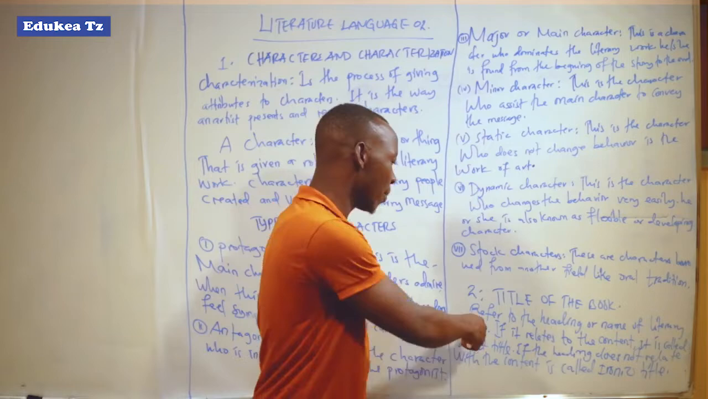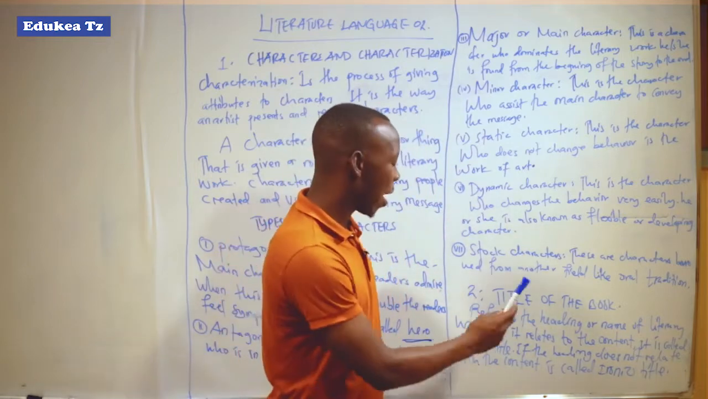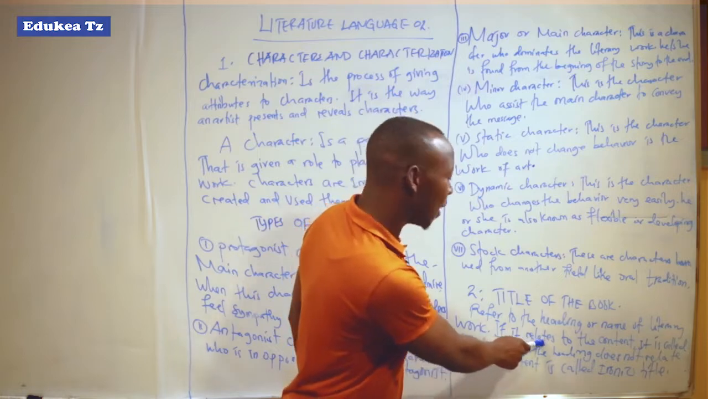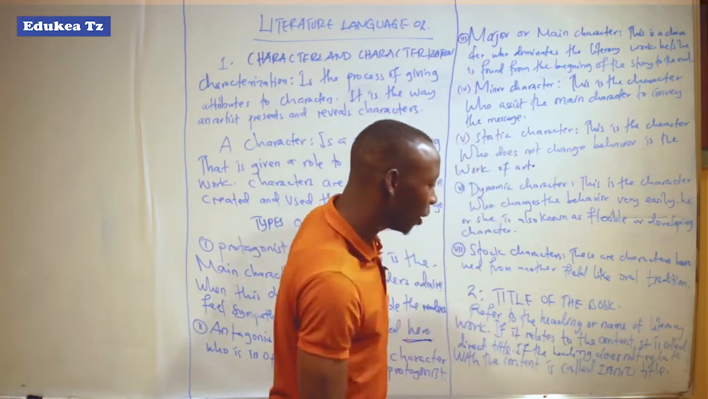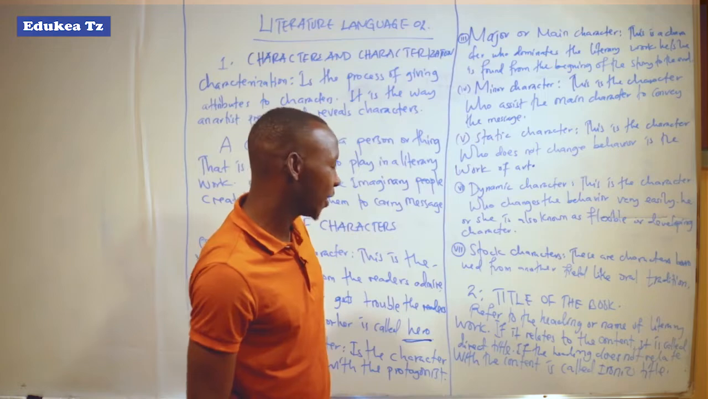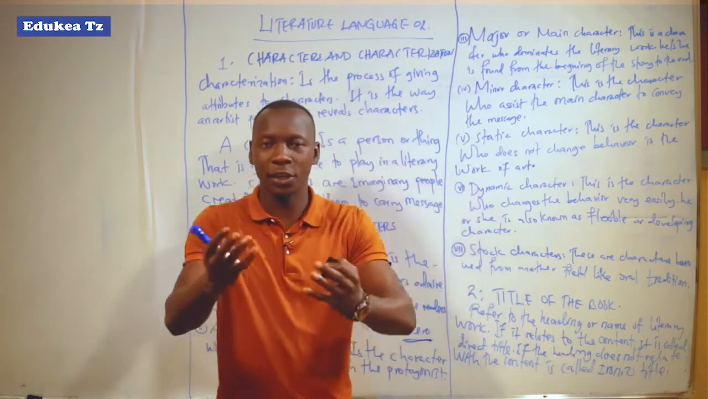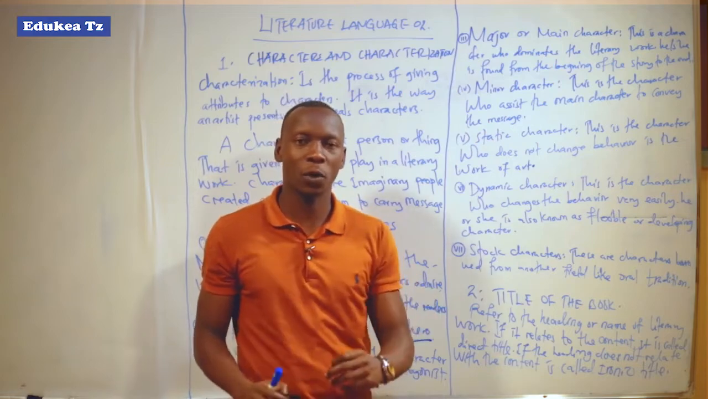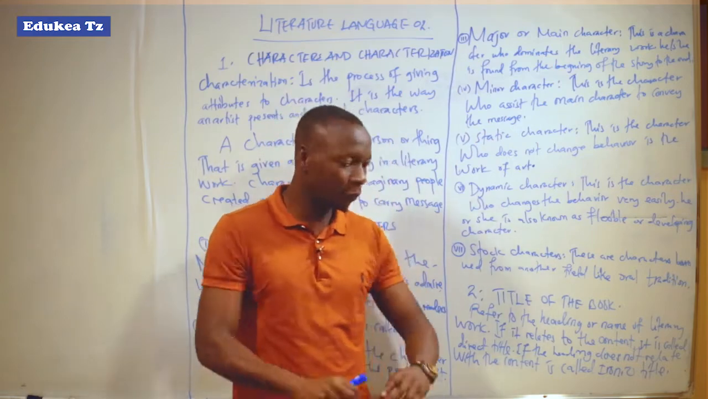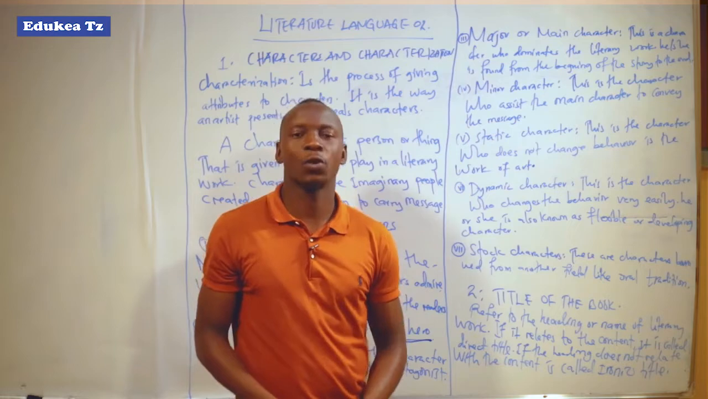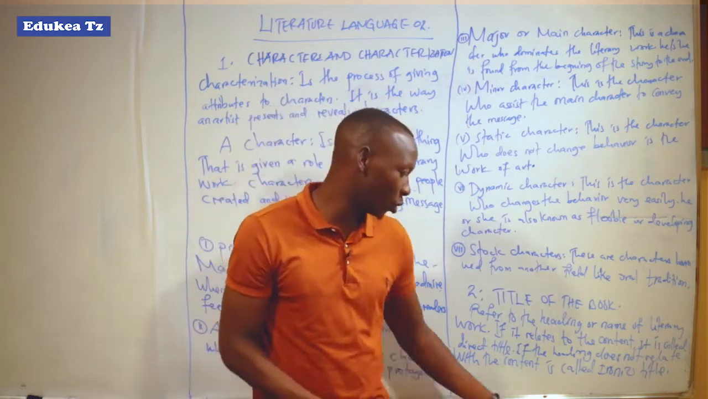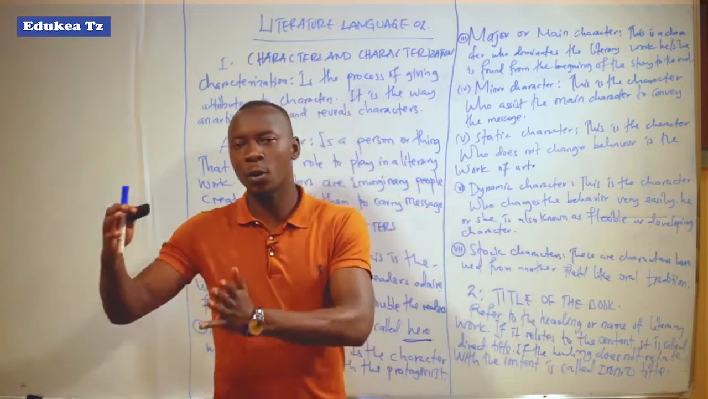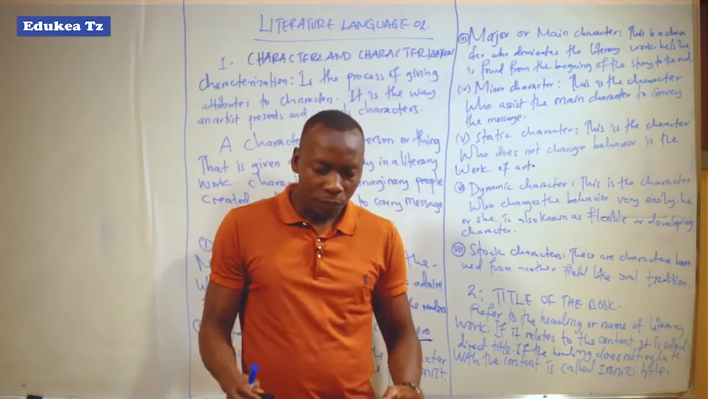So after looking at the meaning of the title, there is another addition: if it relates to the content, it is called a direct title. If you find the title is direct with the content, we call it a direct title. But if the title is indirect, that will be ironic. It is ironic because you find that the title and the content of the text are not the same.